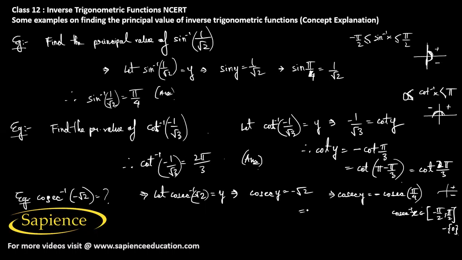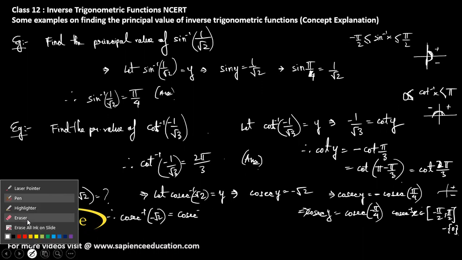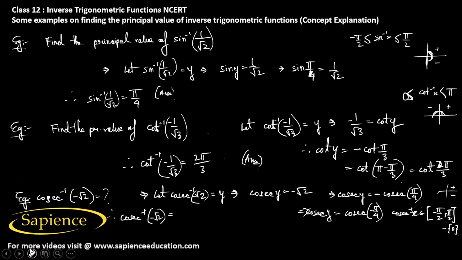Therefore, cosec y is equal to cosec of minus pi by 4, since minus cosec pi by 4 is cosec minus pi by 4. Therefore, cosec inverse minus root 2 will be simply minus pi by 4. So this is the final answer.